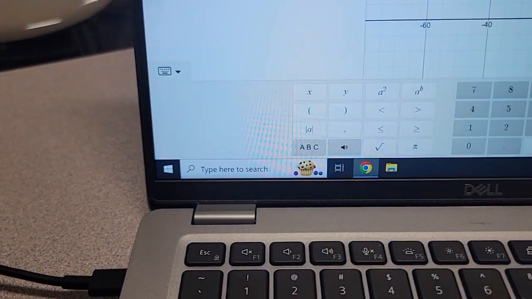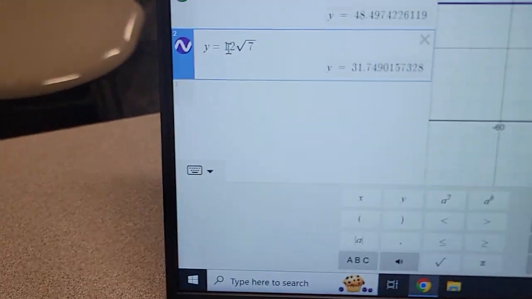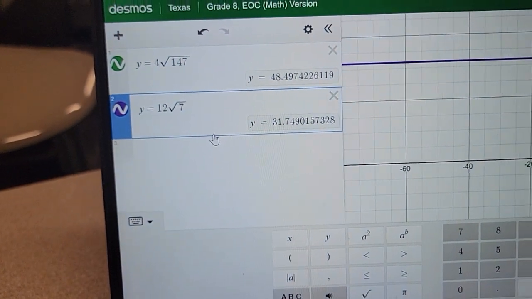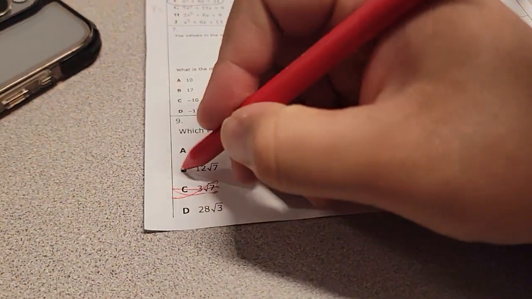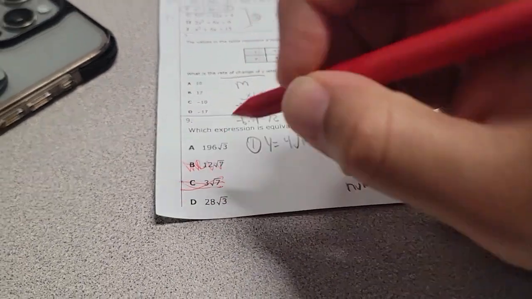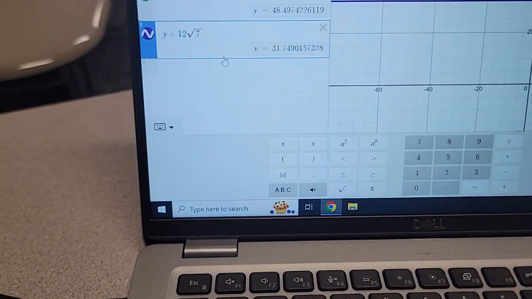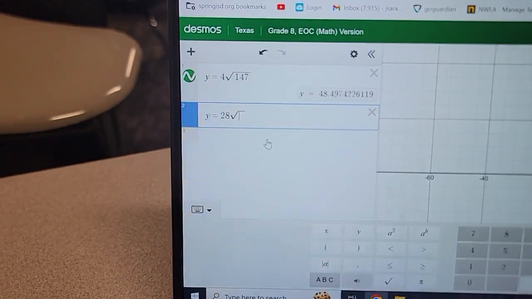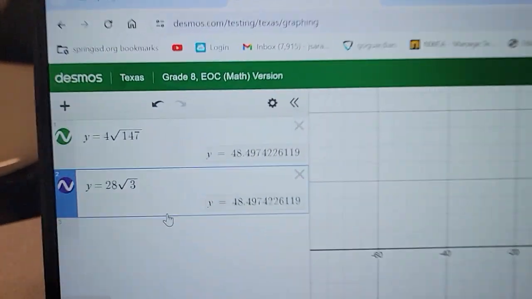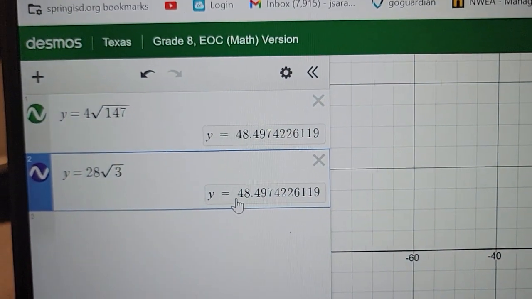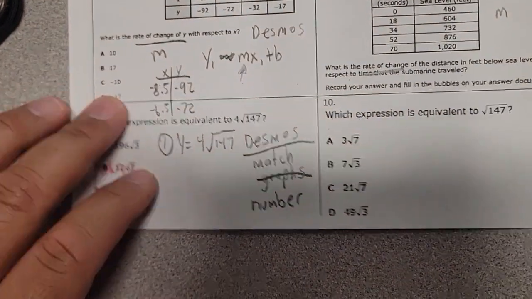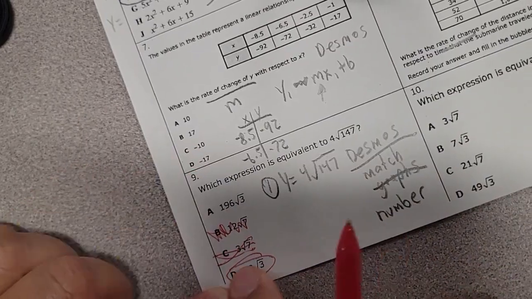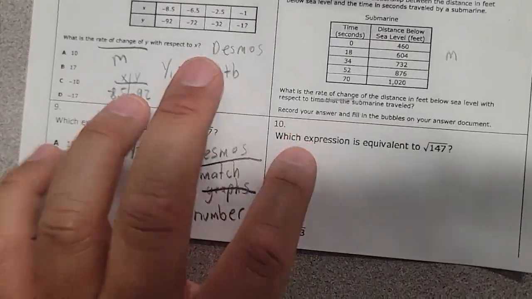I can go here, let me put 12, because there's one that has 12. 12 square root of 7, it's not the same. Get rid of that one. 28, 3, so let me go ahead. 28. Now I'm wondering, can I just move this? Oh yeah, look at that. There you go. So my decimals, my numbers are the same. 28. So my answer is D. All right. Do the same thing over here on number 10. Same thing.